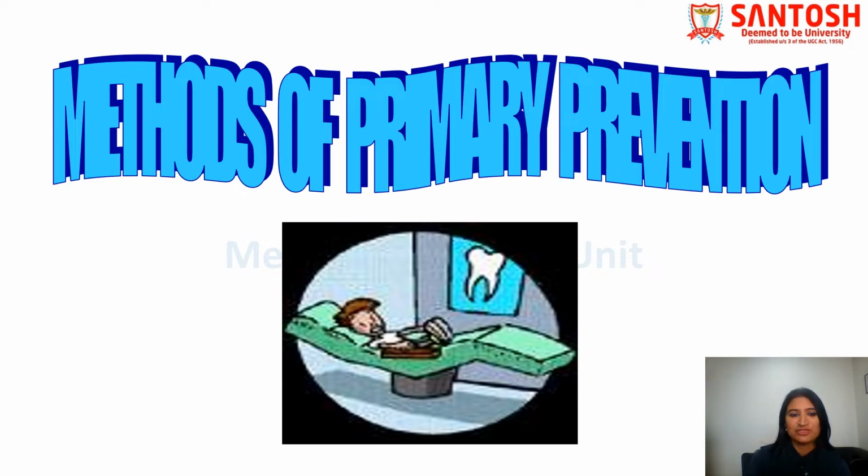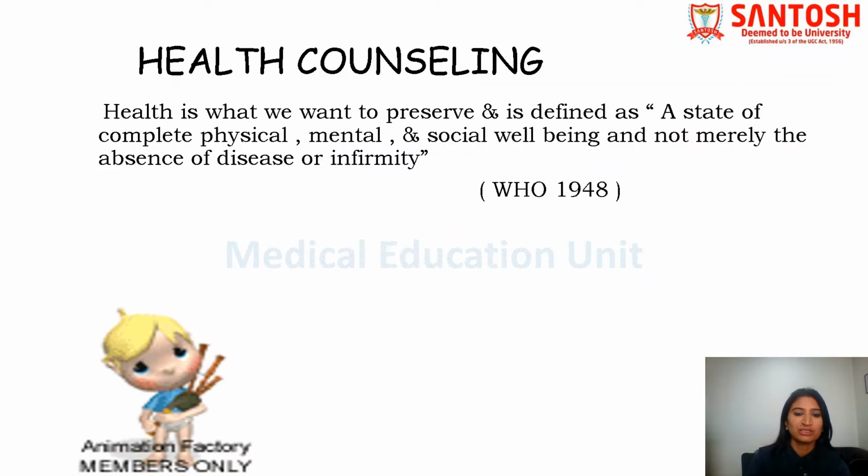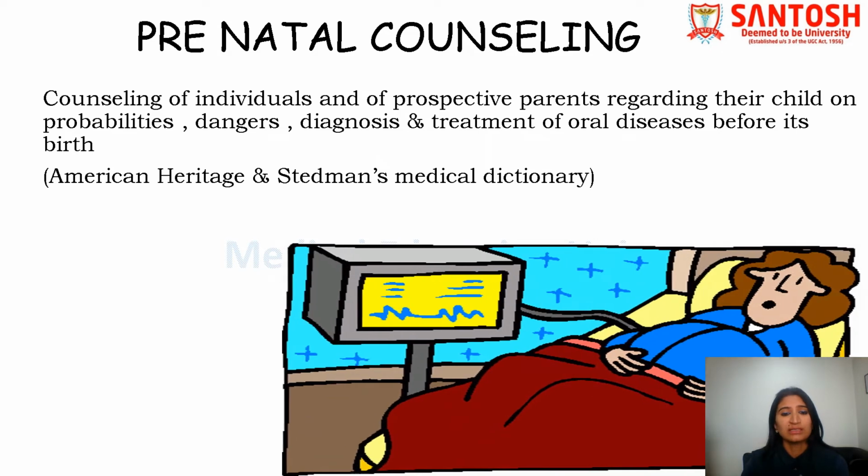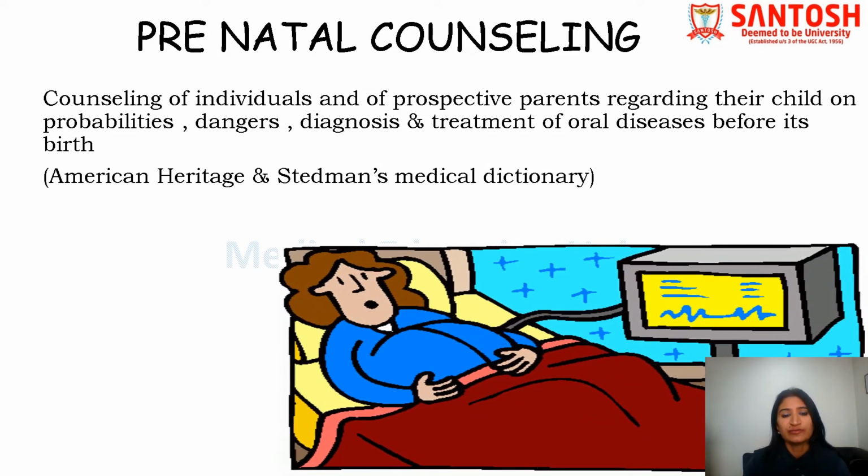Starting with primary prevention, the methods of primary prevention include health counseling to start with. What is health? According to WHO in the year 1948, health is what we want to preserve, and it is defined as a state of complete physical, mental, and social well-being, and not merely the absence of disease or infirmity. Health counseling is done in phases.